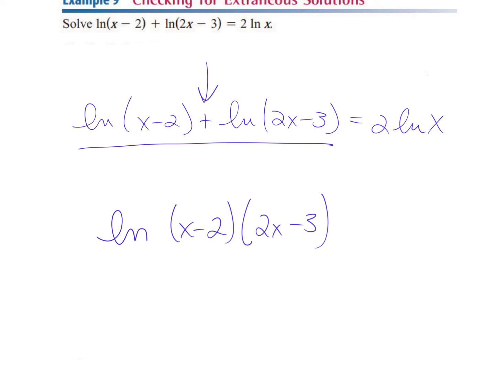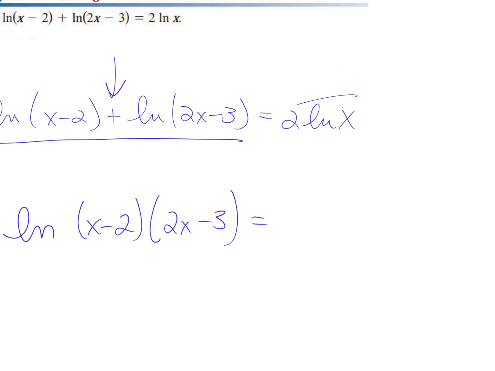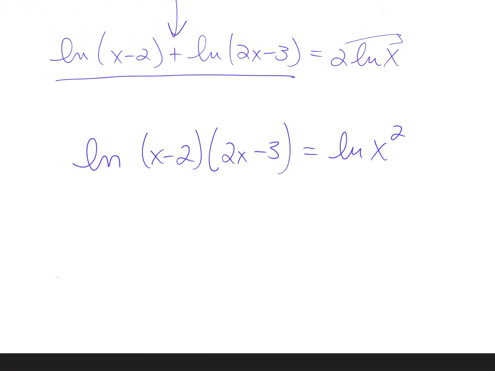Can I do anything on the right-hand side? Did we learn anything that I could do on the right-hand side, if I'm going to smush together? Oh, 2 would be the exponent. 2 becomes what? The exponent. Good, that 2 comes back here. So this becomes natural log of x squared. Do I now have one natural log on one side and one natural log on the other side? Yes. So what can I do with them? You can cross them off. And now this just becomes an algebra problem you guys have seen a million times.